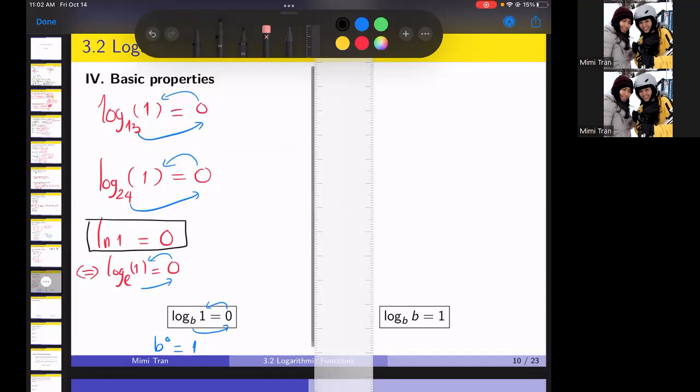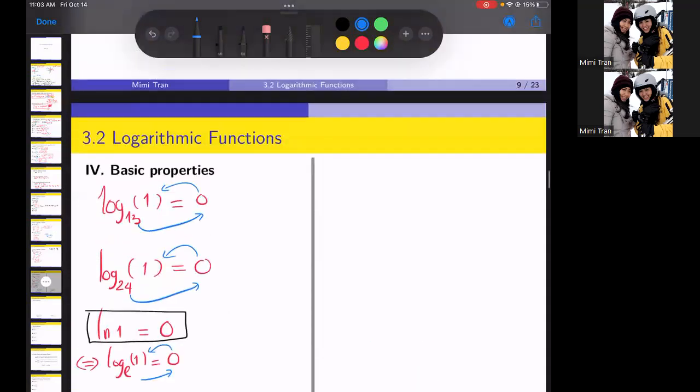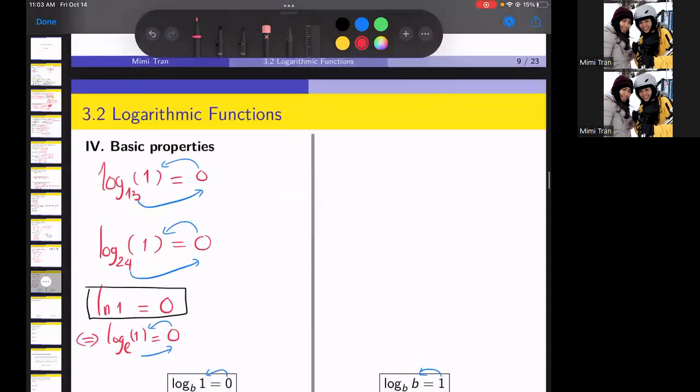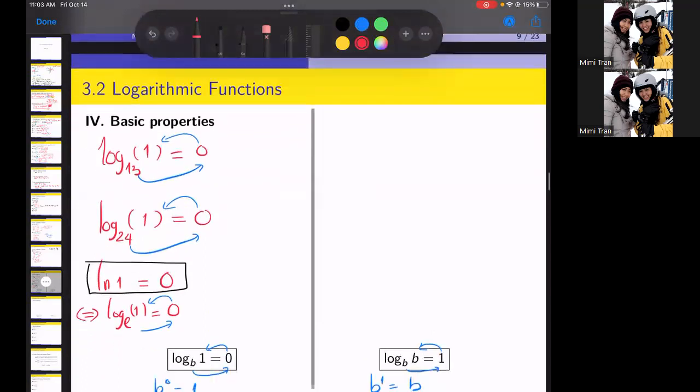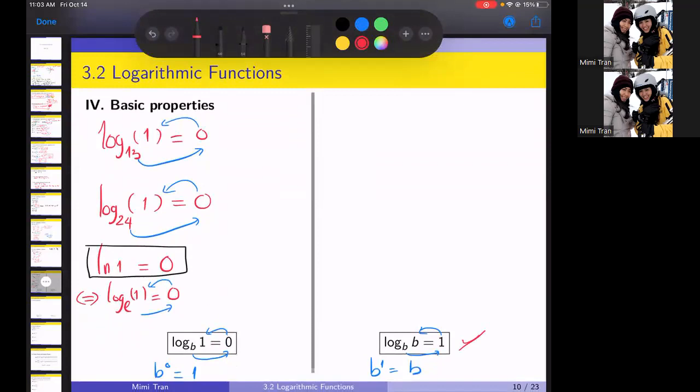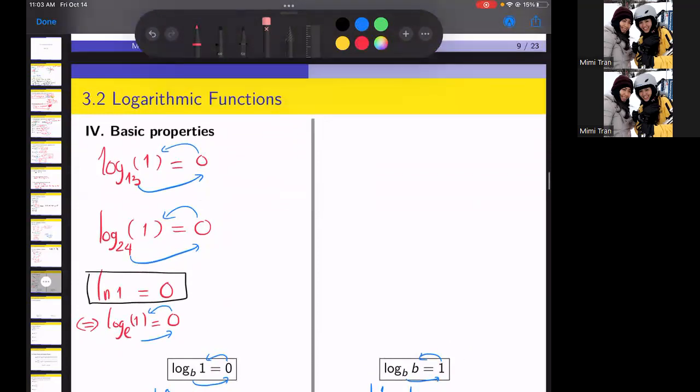So that's rule number one, the very basic one. Rule number two, log base b of b equals 1. Is this true? You can check it yourself. Is it true? Yes, right? b to the first equals b. So yes. Okay, give me an example. Oh, no, an example with the one in the box. Follow the box. Log base 12 of 12 equals 1, because 12 to the first equals 12.